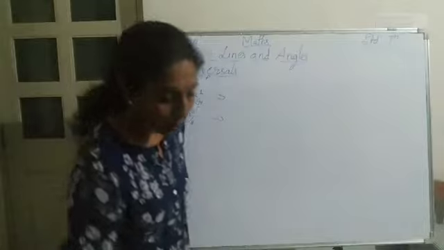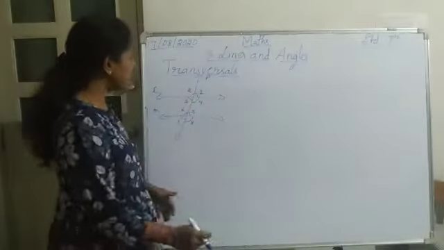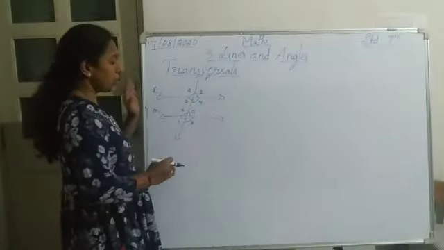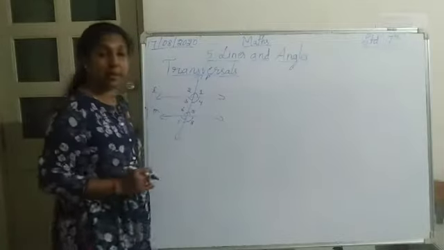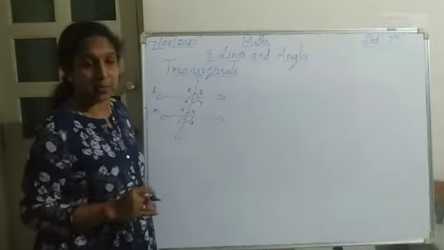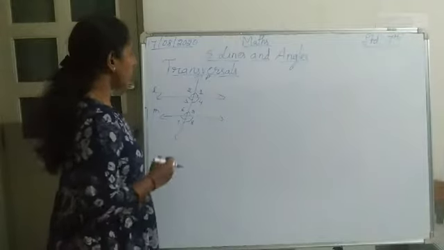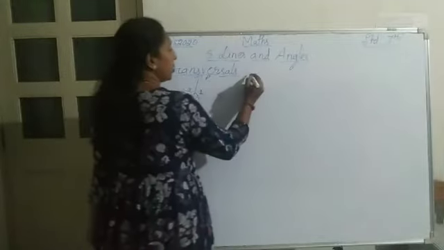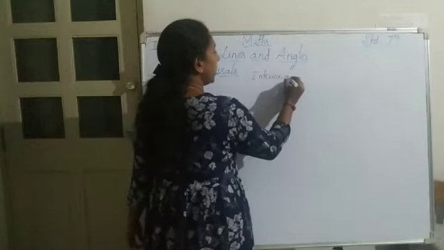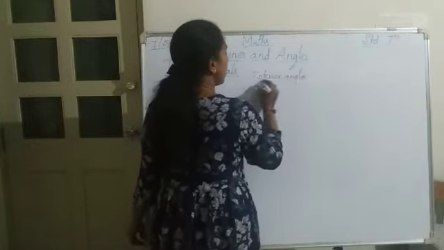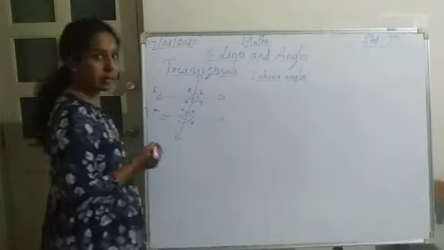Now here is one transversal for the two lines. How many angles is one transversal making here? There are 8 angles it is making. So first we are going to learn about the interior angles.